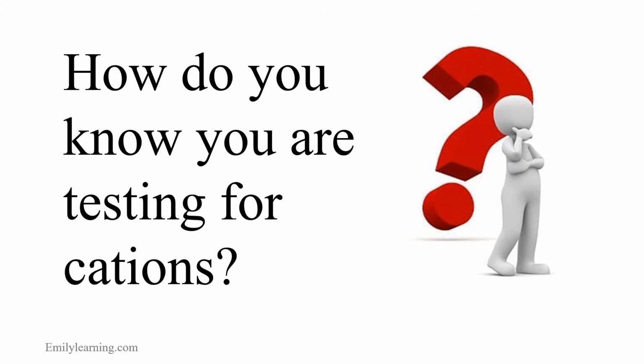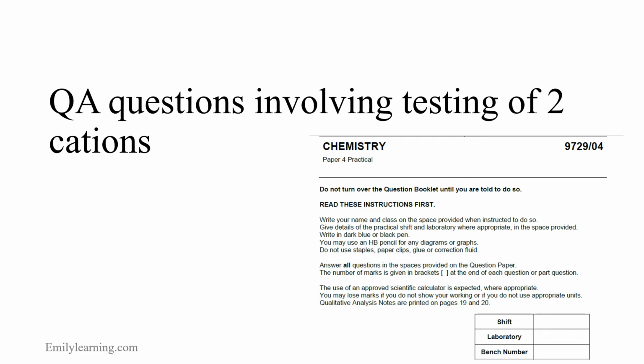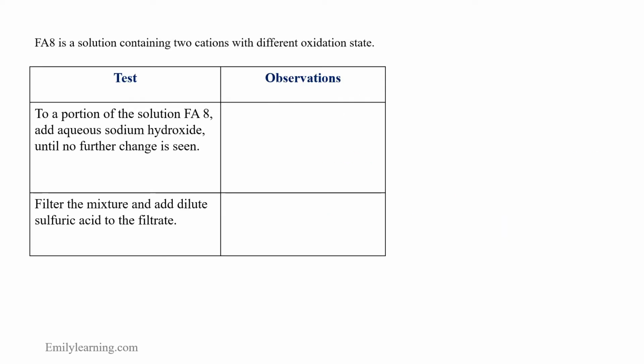All right, so now that we have covered how we know that we are being asked to test for cations in your chemistry practical, next let's look at this particular type of QA questions where you are asked to identify two unknown cations in the solution. Next, let's use a QA question that involves testing of two cations to illustrate how this type of questions are structured and how you, as the student, are supposed to answer them. Let's take a look at this question which I have adapted from the ASRJC 2020 prelim paper 4.